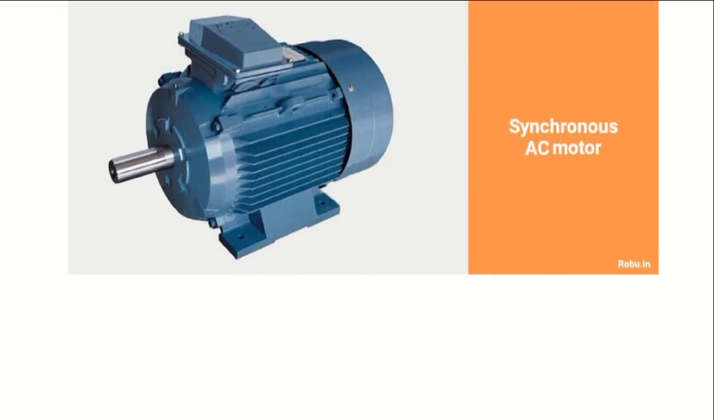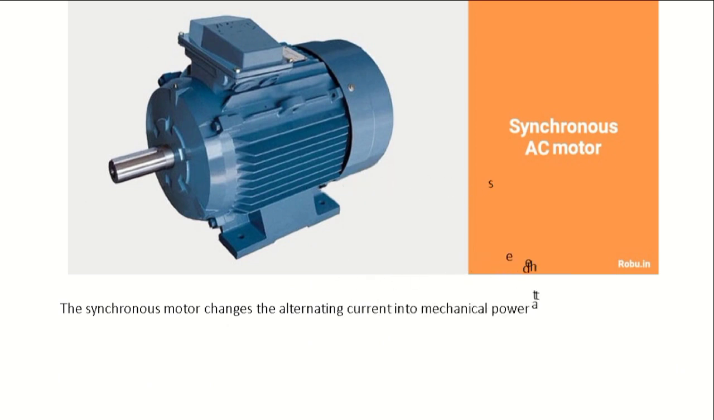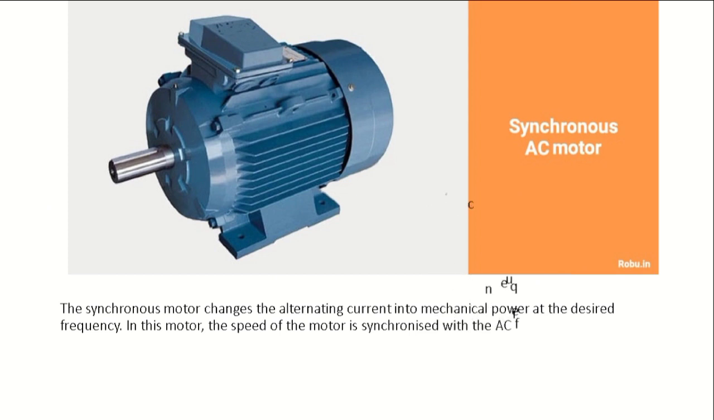Types of AC motor. AC motors are mainly classified into three types, and they are synchronous motor, asynchronous or induction motor, and linear motor. 1. Synchronous motor. The synchronous motor changes the alternating current into mechanical power at the desired frequency. In this motor, the speed of the motor is synchronized with the AC frequency.